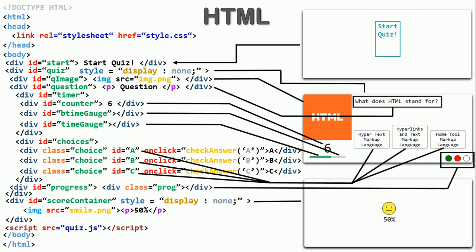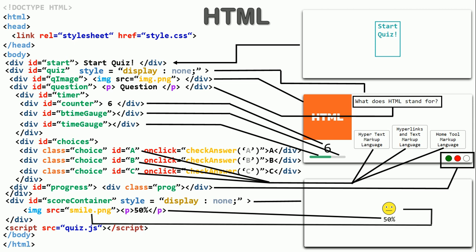Now here we have the progress. The progress tells the user how many questions he will answer, and also if he answered the question correctly or not. And inside our score container, we will show to the user its score %, and based on the score, we will show an image.